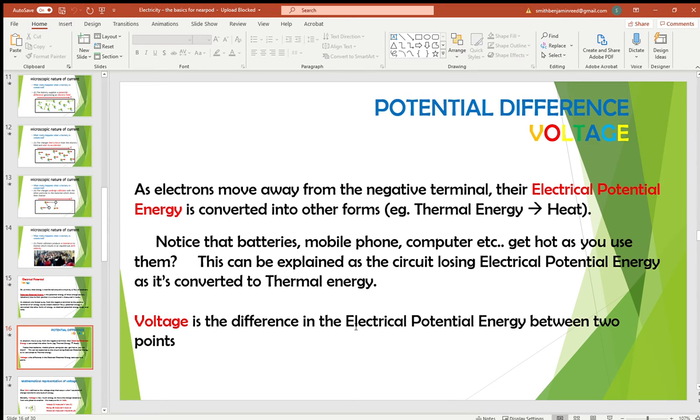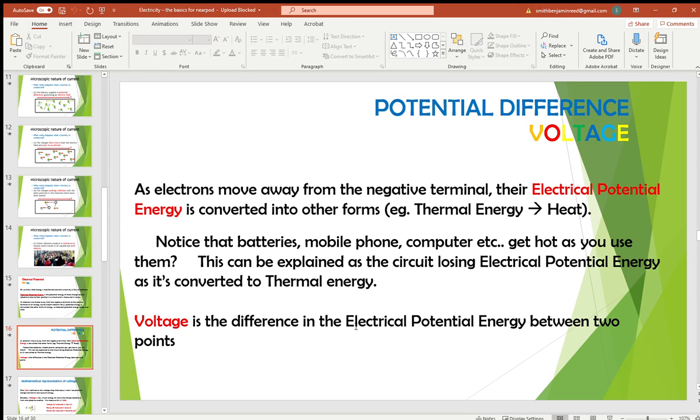So as electrons move away from the negative terminal, their potential energy is converted into different things. So this is often seen as heat. This is why your batteries and your phone start to heat up drastically. But this can also be light. So your computer screen or your phone screen produces light during that flow of electrons. The electrons flow through and they produce light, depending on what they go through, and they produce heat or sound. Now, of course, a circuit can mean thousands of different things.